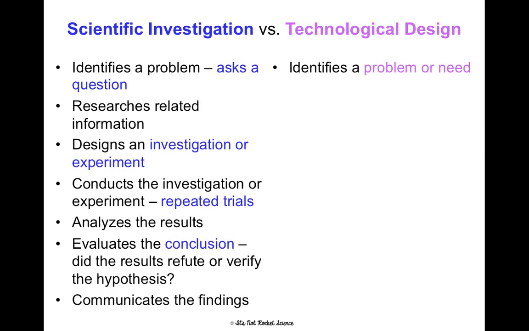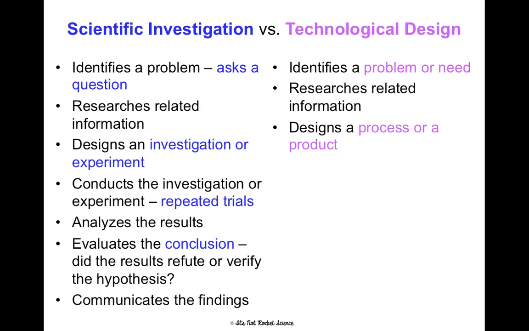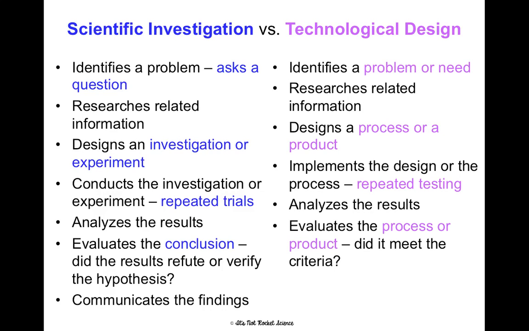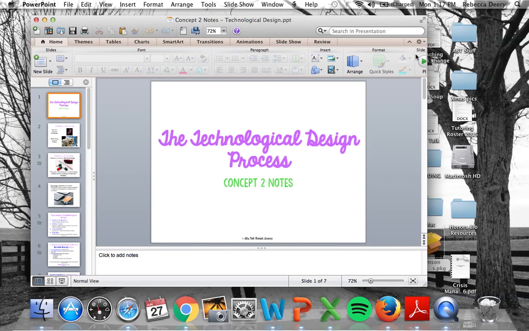With tech design, we're going to identify a problem or need. We'll research related background information also. Instead of designing an investigation, though, we're going to design a process or a product to meet this need. Then we're going to implement the design or process, and we'll do repeated testing, which is similar to repeated trials. We'll test it over and over. We'll analyze the results we get, and then we're going to evaluate this process or product. Did it meet the criteria that we had to create within? And then we'll communicate also, but by communicating the product or process, we'll really put it out on the market or publish it in that way. So those are some little differences. And that is the technological design process.